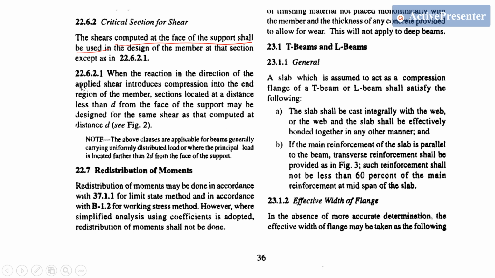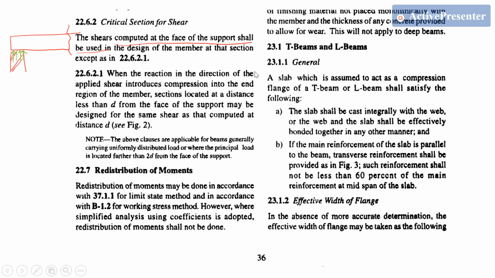You can read it once more. When the reaction in the direction of the applied shear introduces compression, that is, if I am having a simply supported beam like this, and taking half part of it, you have your wall or your support like this. There will be compression induced like this at this support, right? Due to the reaction, there will be compression there. The reaction will be in this form, and there will be compression induced at the support.